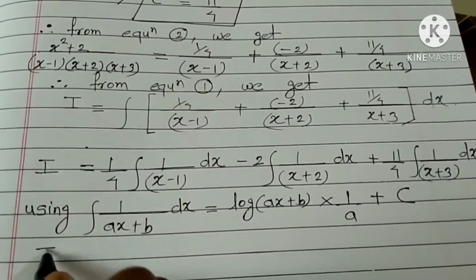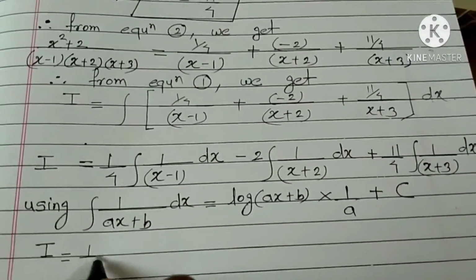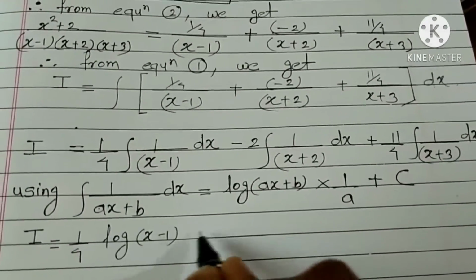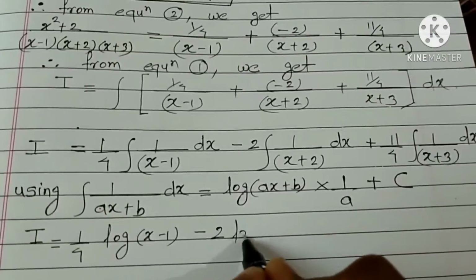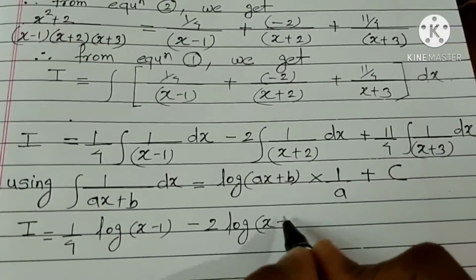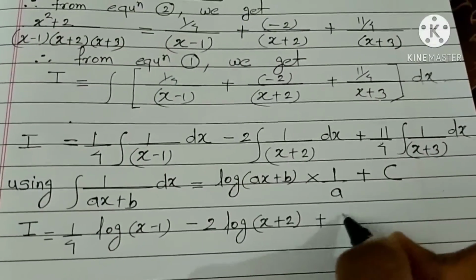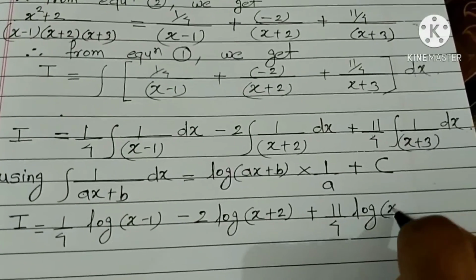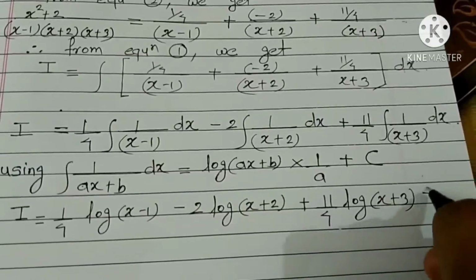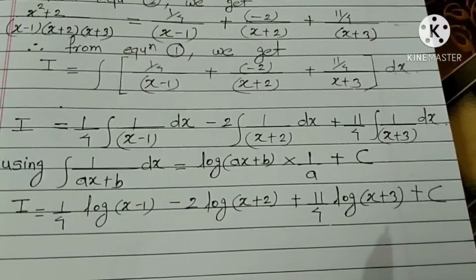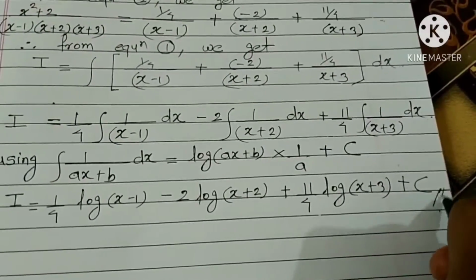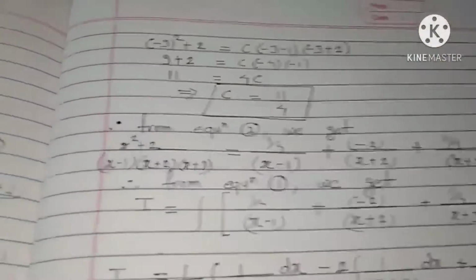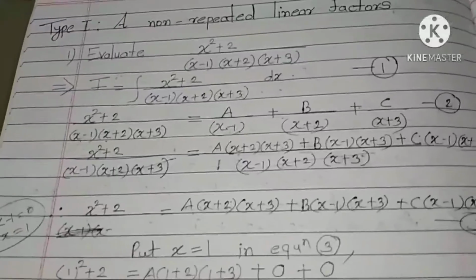So it is I is equal to 1 by 4 log (x minus 1) minus 2 log (x plus 2) plus 11 by 4 log (x plus 3) plus c. So this is our required answer. It is quite lengthy, but it is very easy.